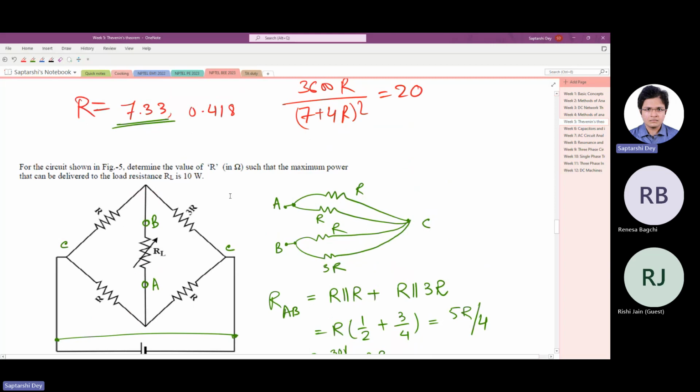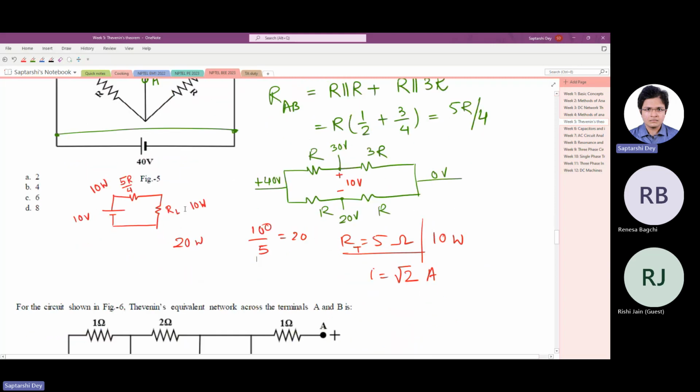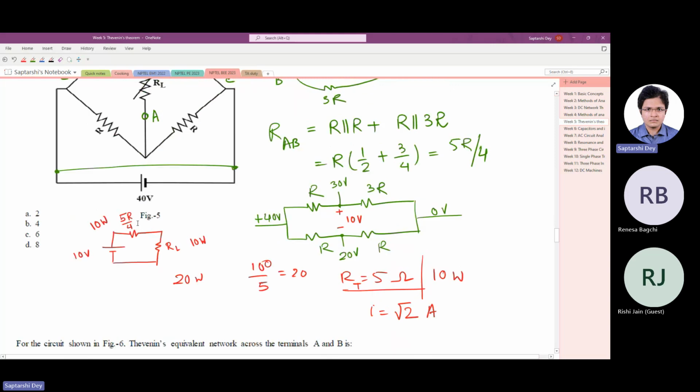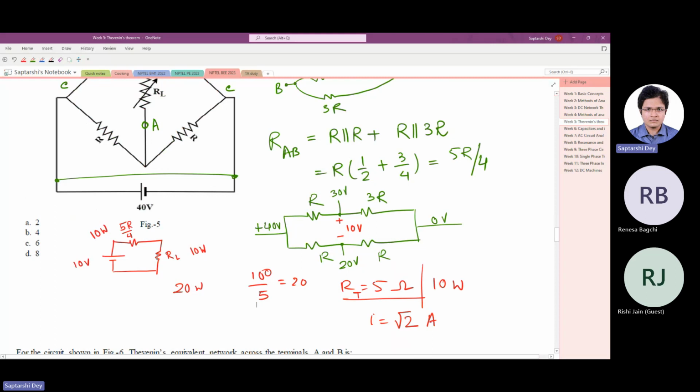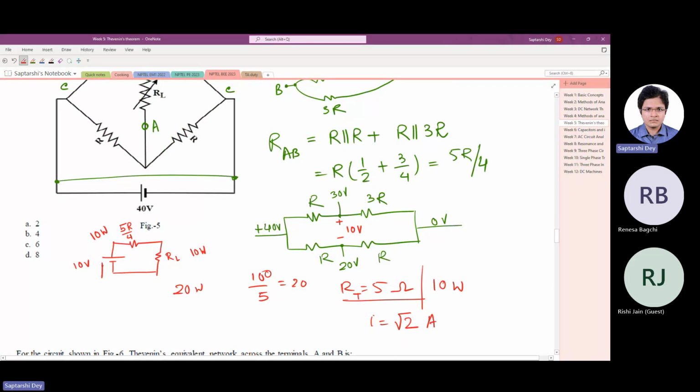Maximum power they are saying is 10 watt. So in the load there is 10 watt loss. Now since it is maximum power, in the source also there should be 10 watt loss. So 20 watt loss should be there. If this 10 volt is supplying 20 watt, there should be 2 ampere of current.